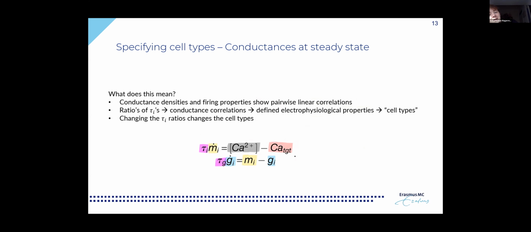Well, this means that the conductance densities and firing properties are showing pairwise linear correlations. It means that the ratios of the taus, the tau i's, are basically a rough estimate for the expression of genes. That means that the ratio of taus affects the conductance correlations, which will then define the electrophysiological properties of the cell, which will mean that basically the rough gene expression will affect the type of cell you have, as it affects the way it fires. This means that changing the tau ratios changes the cell types. Next slide.